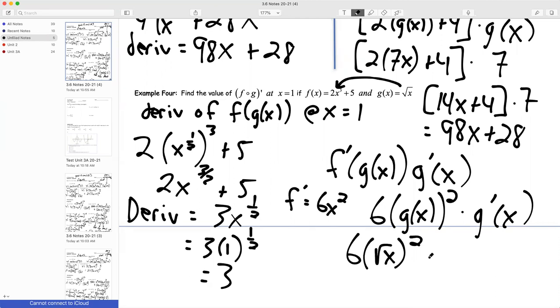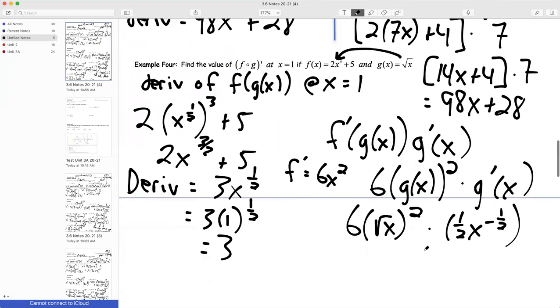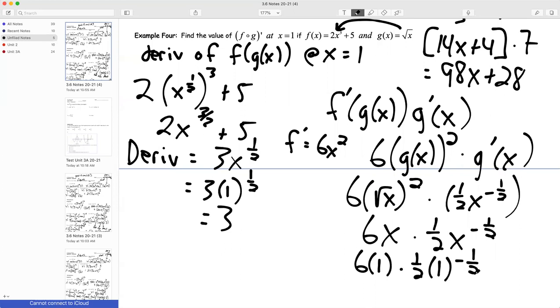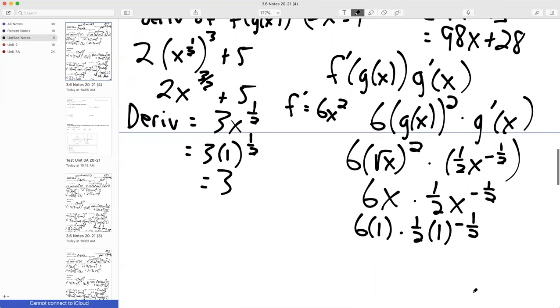So I need the derivative of the square root of x. So the derivative of x to the 1/2 would be 1/2 x to the negative 1/2. And let me clean this up. Square root of x squared is just 6x times 1/2 x to the negative 1/2. I'm evaluating it at x is equal to 1. So that's going to give me 6 times 1 times 1/2 times 1 raised to the negative 1/2, which is 6 times 1/2, which is just 3.